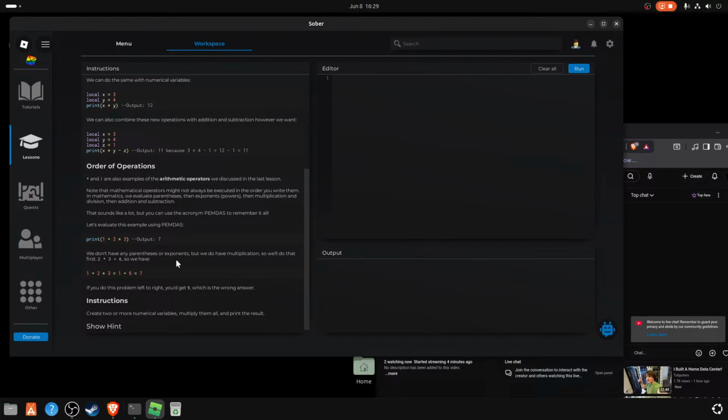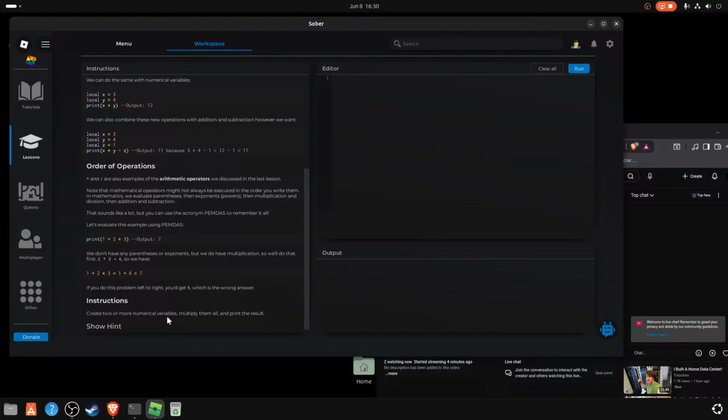Alright, we don't have any parentheses or exponents, but we do have multiplication, so we'll do that first. Let's evaluate this example using PEMDAS. Is that a divider or plus? It's kind of hard for me to see. I think it's plus. Yeah, alright. If you do the problem left to right, you get 9, which is the wrong number. So, okay, yeah, multiplication before division. I don't know if I remember that.